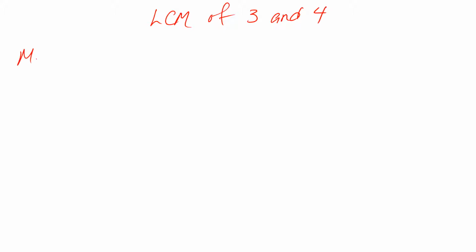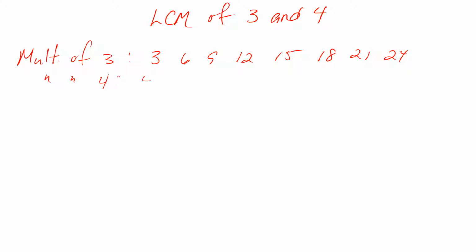Again, I'll find the multiples of each one. Multiples of 3 are 3, 6, 9, 12, 15, 18, 21, 24, etc. Multiples of 4, let's see, are 4, 8, 12, 16, 20, 24, 28, etc. Those are multiples of 4.